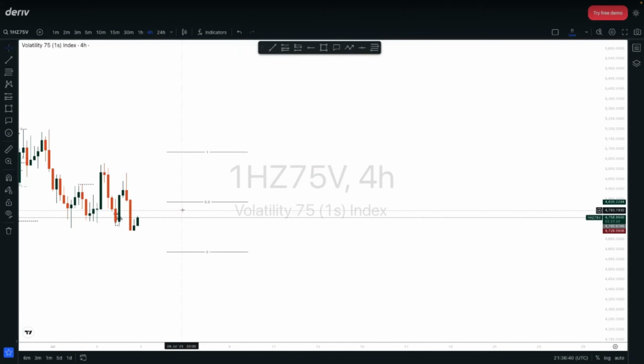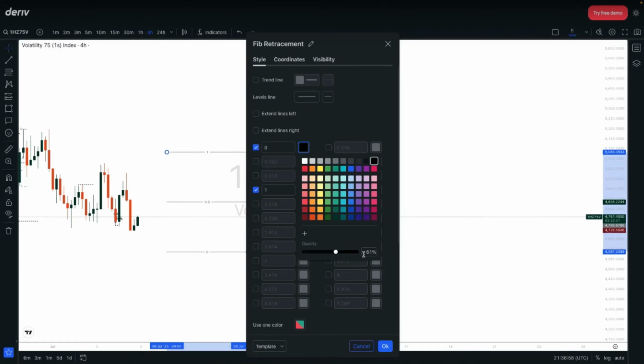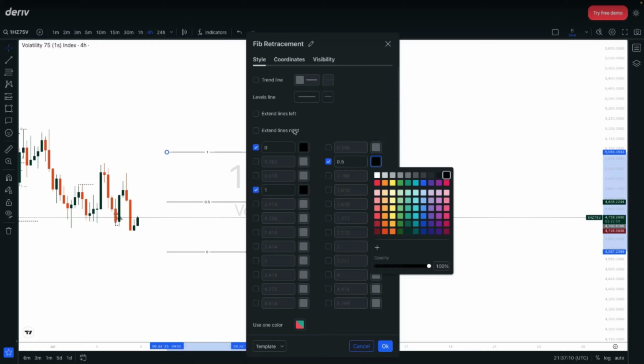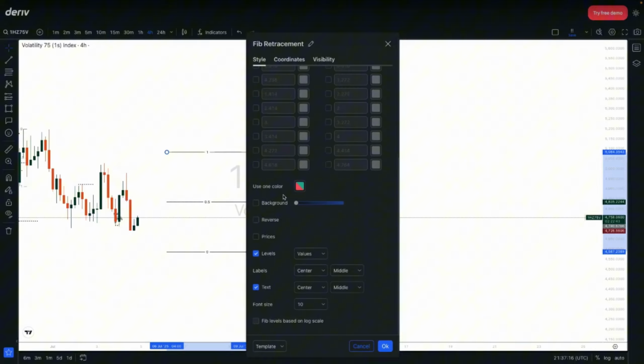This is my Fibonacci. And if I check, you see that I only have 0, 1, and 0.5 on. 0.5 being the midpoint, which is like 50%, right? That is all. And then I make everything black, just black, 61%. I can actually even make that 100. That is the only thing that I touch. I don't touch any other thing else. I just make my lines black and 0, and then I uncheck every other thing. Every other thing on my chart is unchecked.